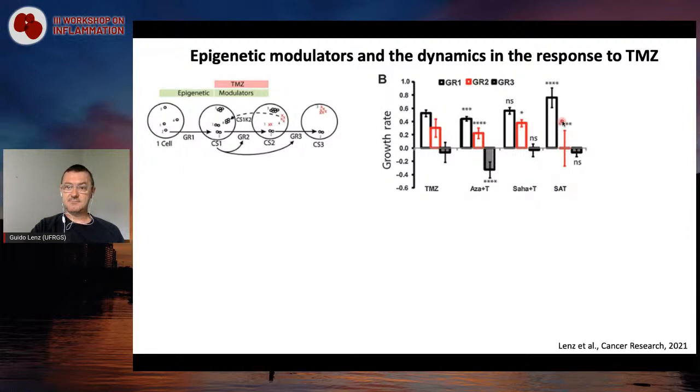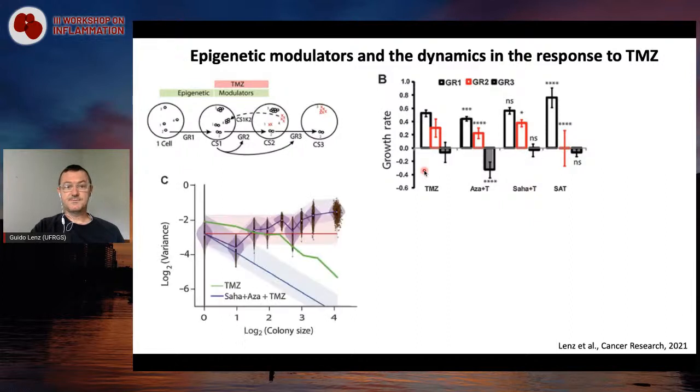The combination had a significant effect at growth rate 2, but no significant effect at growth rate 3. So it accelerated the death, but it did not eventually lead to more cell death after the completion of the experiment. But when we looked at our colony variance plot, we saw that the combination, these two agents, SAHA and azacitidine, actually maintained the variability of the colonies even up to colony size 4.